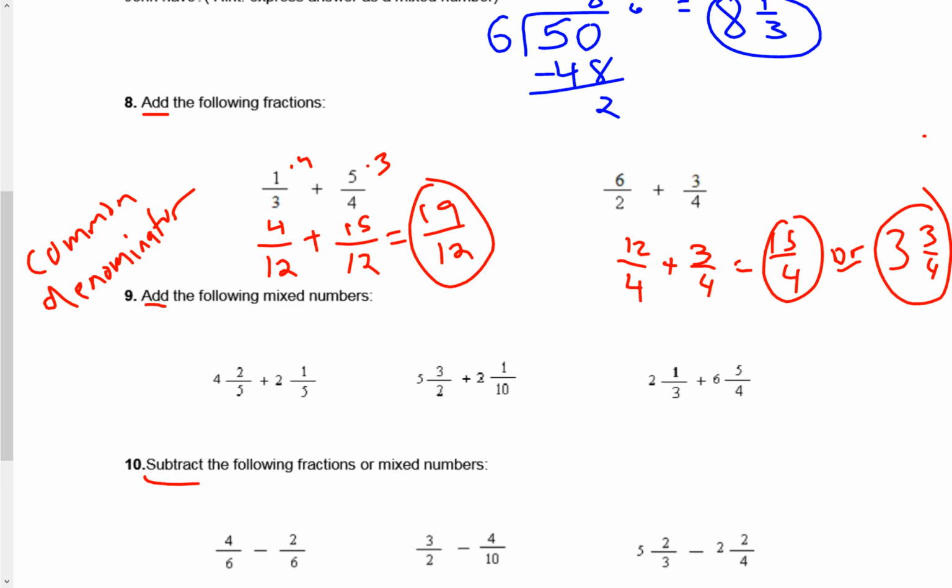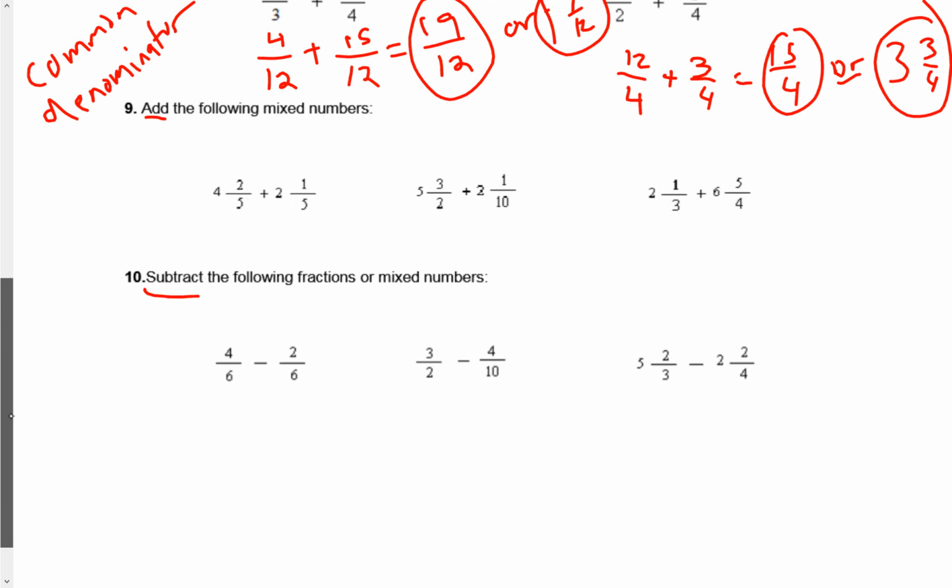Or if you write it as a mixed number, you would get 1 and 7 twelfths. Alrighty. How about some mixed numbers?